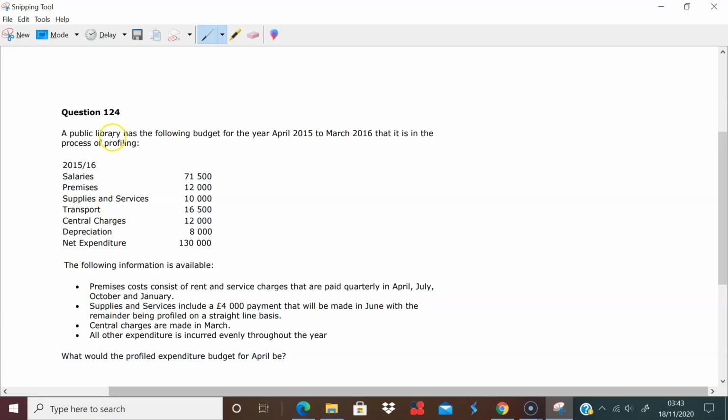So let's start. Public library has the following budget for the year, April to March. So we're going April, May, June, July, all the way to March 16. This is April 15. So this question wants us to look at the profile budget for April. It wants to know what would be in the budget for the month of April. So what would actually be in the budget? Well, let's look at the information.